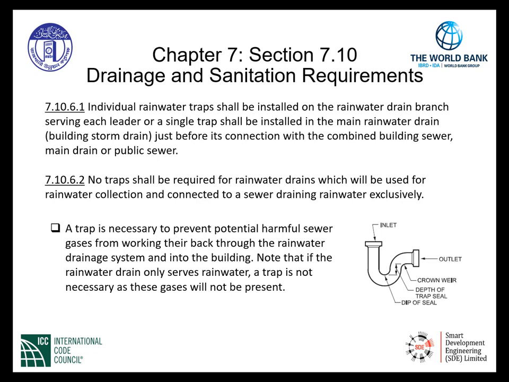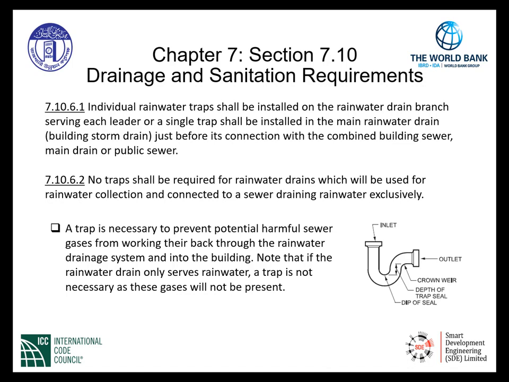7.10.6.1 Individual rainwater traps shall be installed on the rainwater drain branch serving each leader, or a single trap shall be installed in the main rainwater drain, that is the building storm drain, just before its connection with the combined building sewer, main drain, or public sewer. 7.10.6.2 indicates that no trap shall be required for rainwater drains which will be used for rainwater collection and connection to a sewer draining rainwater exclusively.